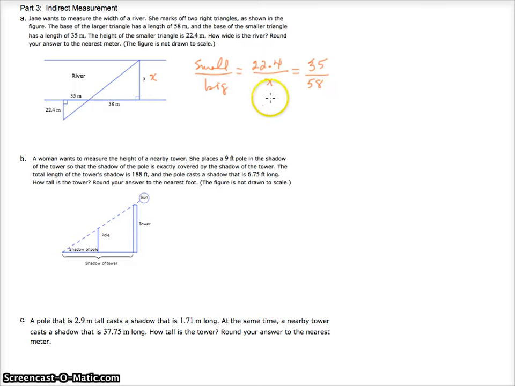To solve this, I encourage you guys to use your calculators. I'm going to cross multiply, and I'm going to end up with 35 times x equals 22.4 times 58, which is 1,299.2. Now my next step is to divide by 35. Again, we are using a calculator. When I divide this by 35, I end up with 37.12.